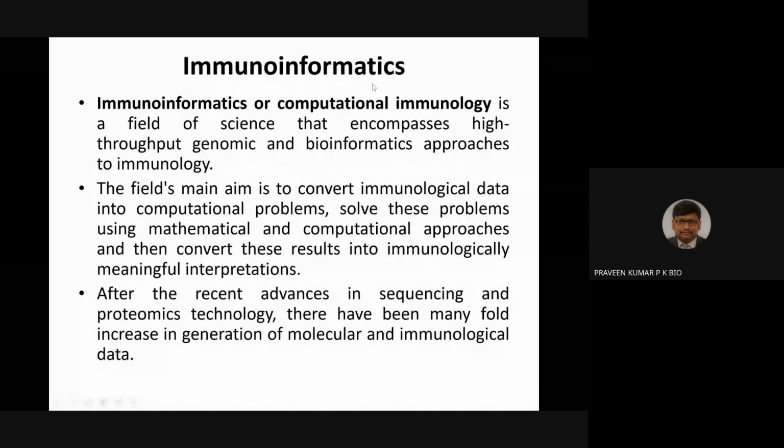Immunoinformatics. What do you mean by immunoinformatics? We have heard about bioinformatics, and also we heard about different omics, isn't it? Genomics, proteomics, interactomics, transcriptomics, metabolomics. So many omics are there, based on what exactly we study. But what is this immunoinformatics? This is also called computational immunology. This is a separate field of science that encompasses high throughput genomic and bioinformatics approaches to immunology.